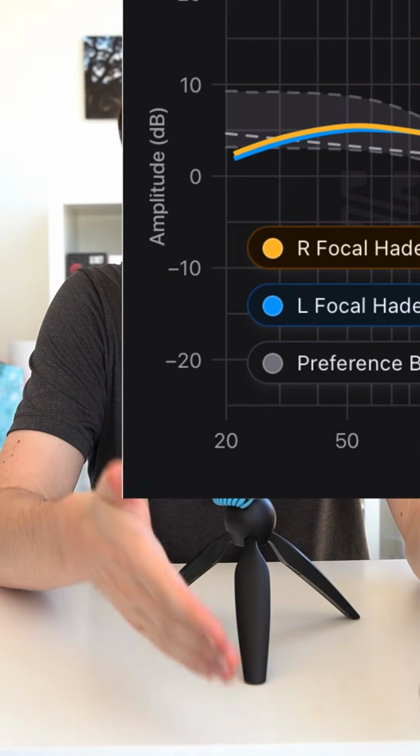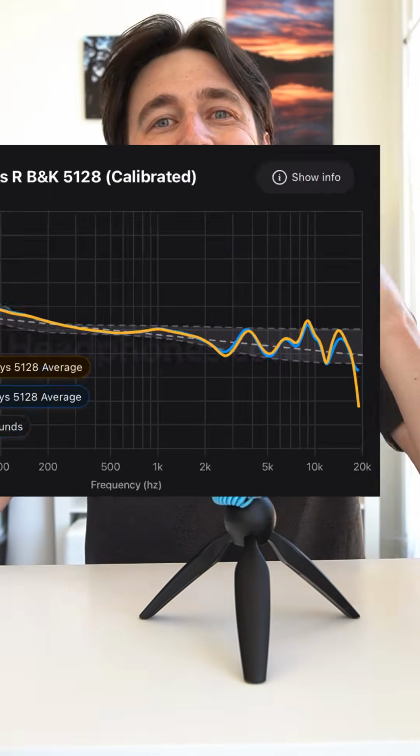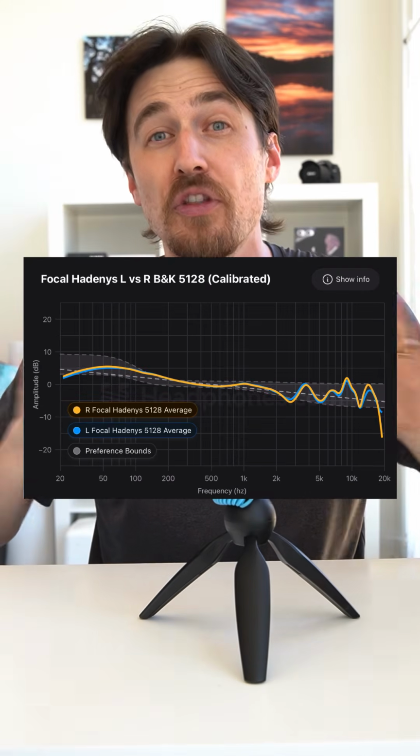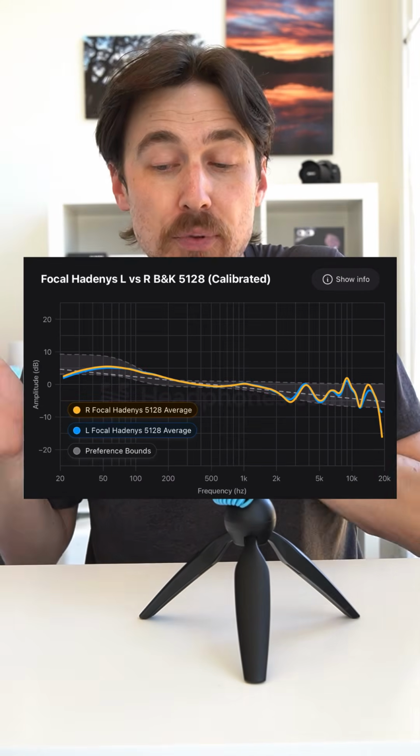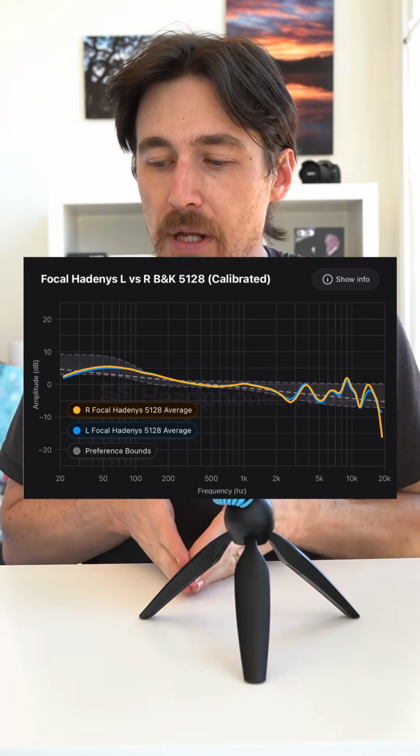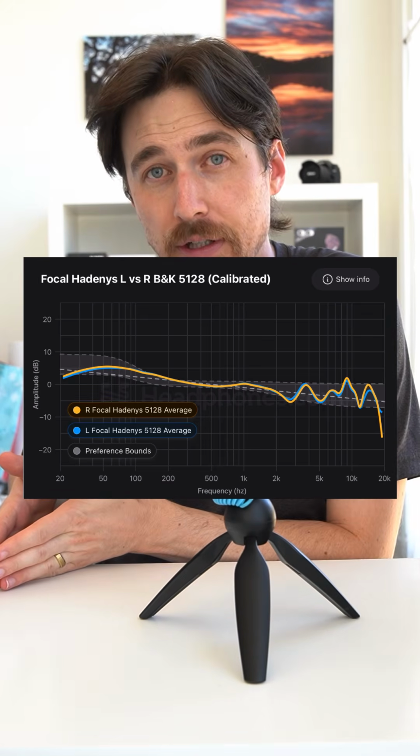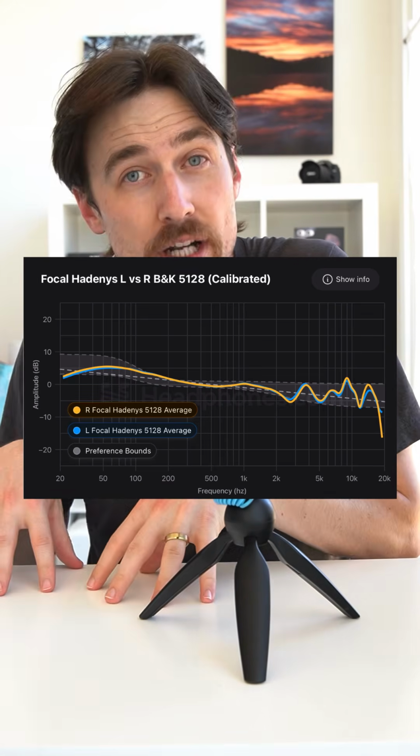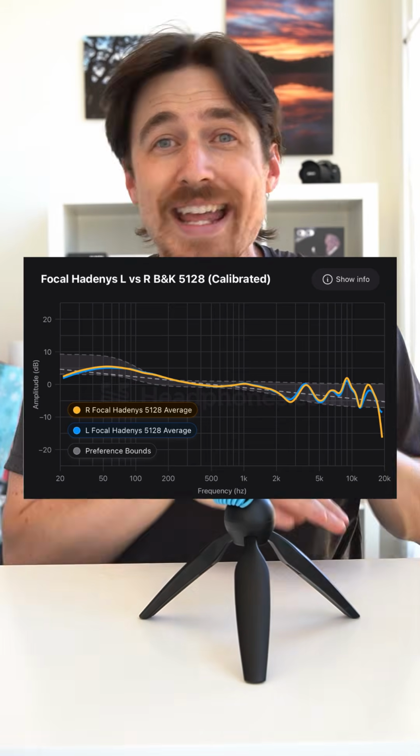The graphs go from 20 Hz to 20,000 Hz. That is the audible frequency spectrum for the vast majority of people. Some people can hear a little lower than 20 Hz, some people can hear a little higher than 20,000 Hz. But generally, below 20 Hz and above 20,000 Hz is not audible.